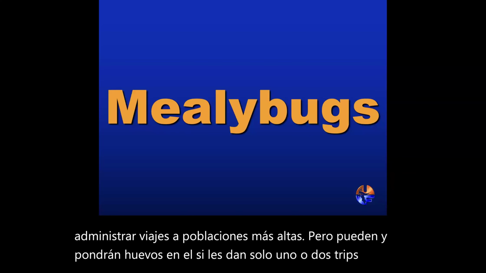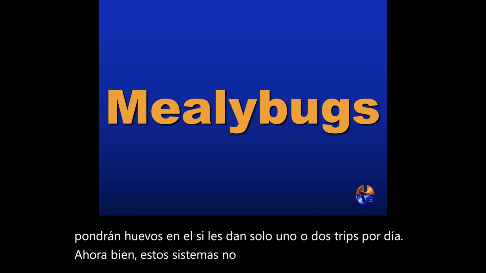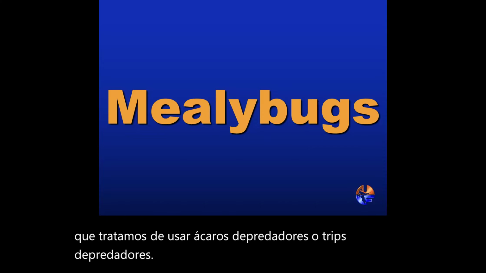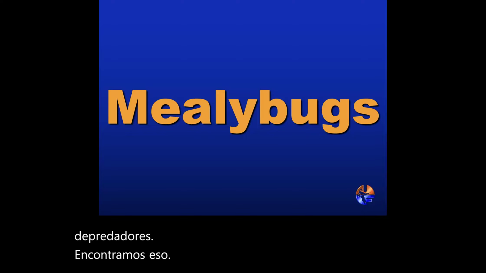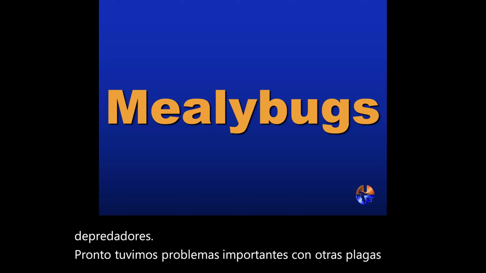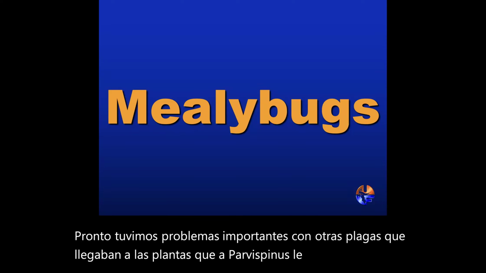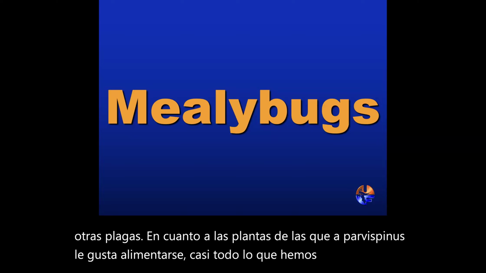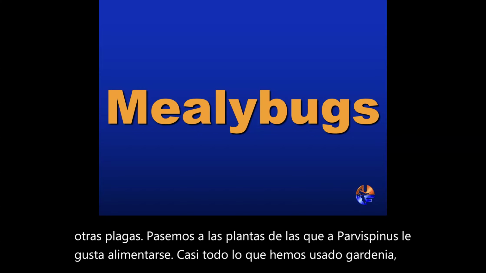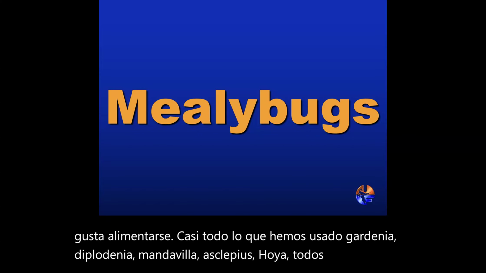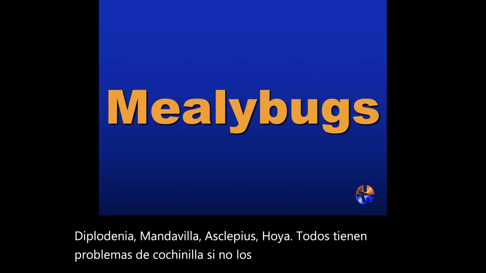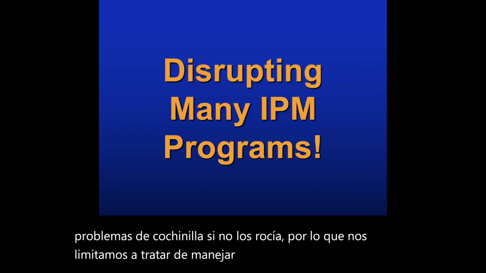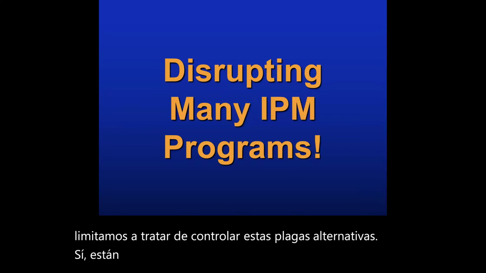Now, these systems aren't acting in a vacuum. In trying to use predatory mites or the predatory thrips, we found that we soon had major issues with other pests coming onto the plants that parvispinus likes to feed on. Just about everything we've used, gardenia, diplodenia, mandevilla, asclepias, hoya, they all have mealybug problems if you don't spray them. And so we're limited in trying to manage these alternate pests. They're disrupting many of our traditional IPM programs.